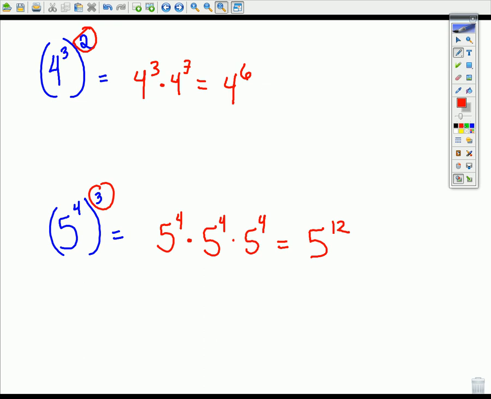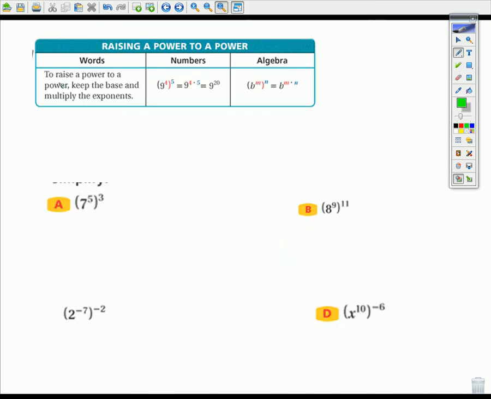So let's see if we can make the connection here. I have 4 to the 3rd power to the 2nd, and I come up with 4 to the 6th. I have 5 to the 4th power to the 3rd, and I come up with 5 to the 12th. So what are we doing with the 3 and the 2 to get the 6, and the 4 and 3 to get the 12? That's right, you multiply. So here it says to raise a power to a power. Keep the base and multiply the exponents.